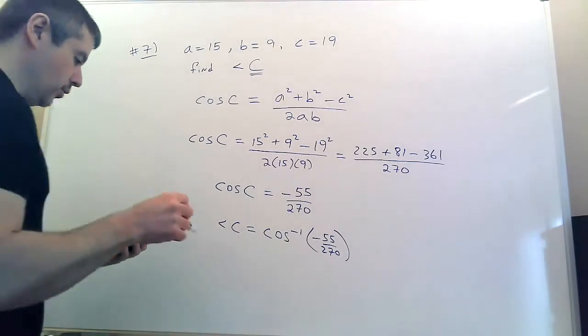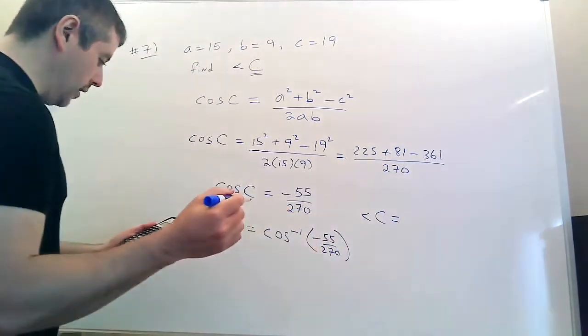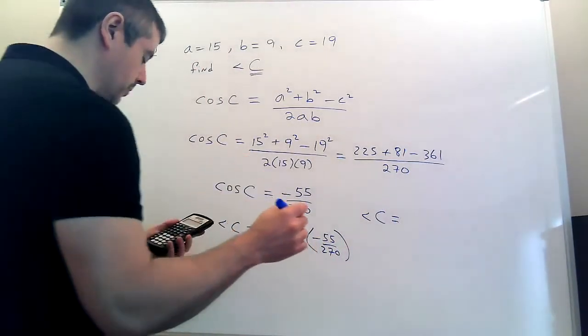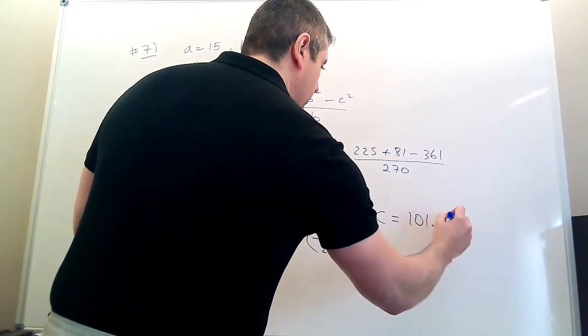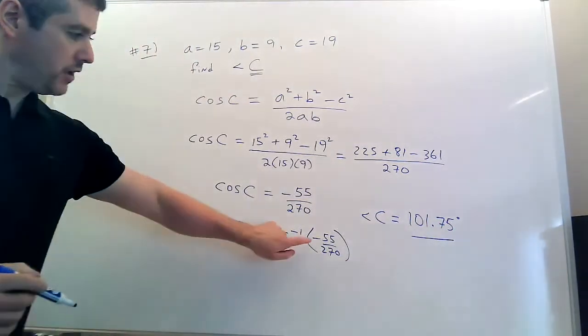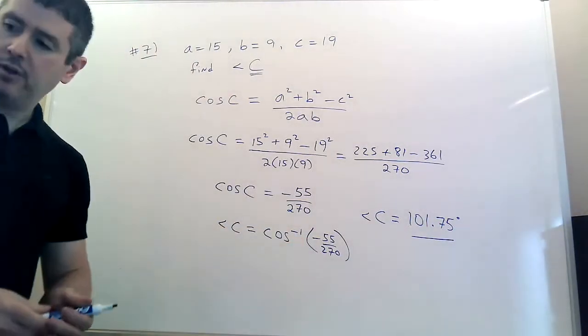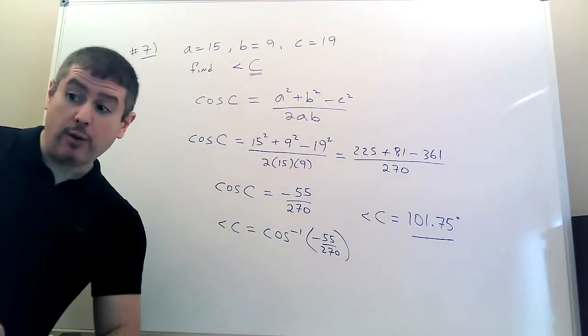And I get, well, there you go, 101. Angle C equals 101.753, so I can put 101.75. Again, round to two places. It's in quad 2. Get a negative, the angle is going to be in quad 2. I guarantee you one of your tests is like that. It's set up that way.